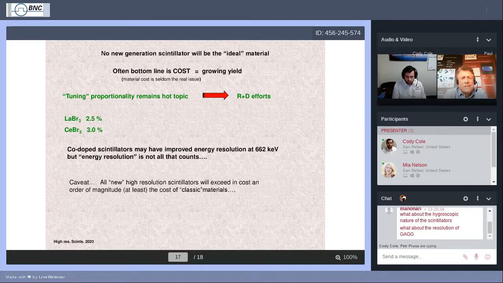We shouldn't forget that high-resolution crystals are very important and can give us many advantages, but energy resolution is not all that counts. And at not every energy will the high-resolution crystals, as they are known, give you the actual best result. Also, like I said, we shouldn't forget that all high-resolution crystals will exceed classic crystals in cost by an order of magnitude. And for volume bulk applications, it may be a problem.